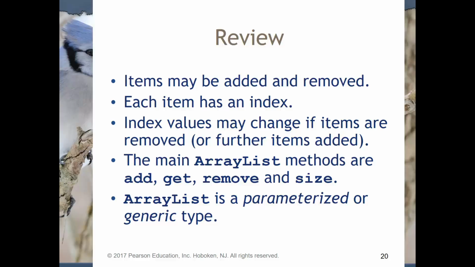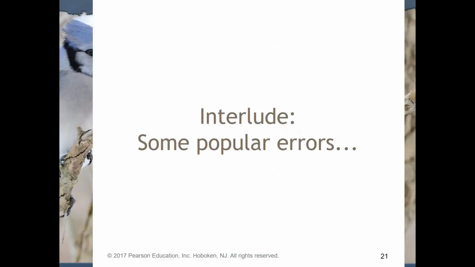In other words, if it was index number 5 and you deleted the first item, it will now be at index number 4. Everything is relative to where you are. If you delete after where you're at, it doesn't matter so much. The main array list methods are add, get, remove, and size, although there is an abundance of additional methods that you can use. If you look at JavaDoc or you Google ArrayList online, you should be able to get pretty good documentation on this. ArrayList is a parameterized or generic type. Nothing more to add to that.